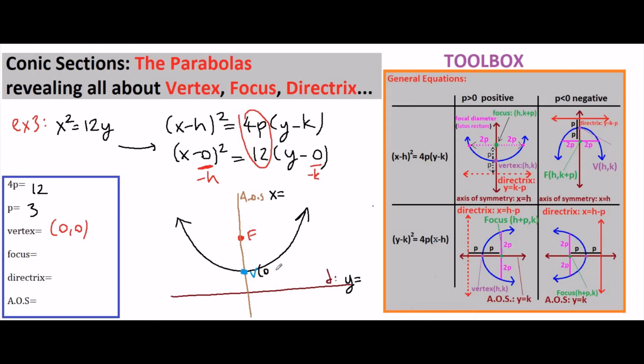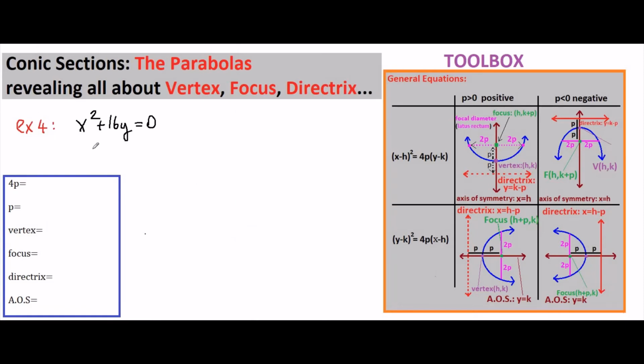Our vertex is 0, 0. Focus is p units away from vertex, so 3 units above. If we go 3 units above, it's going to be 0, 3. So focus is 0, 3. And our directrix is 3 units below, which is going to be 0, negative 3. And the y coordinate of this point is negative 3. And the x coordinate of focus is 0. So directrix is y equals negative 3. And axis of symmetry is x equals 0.